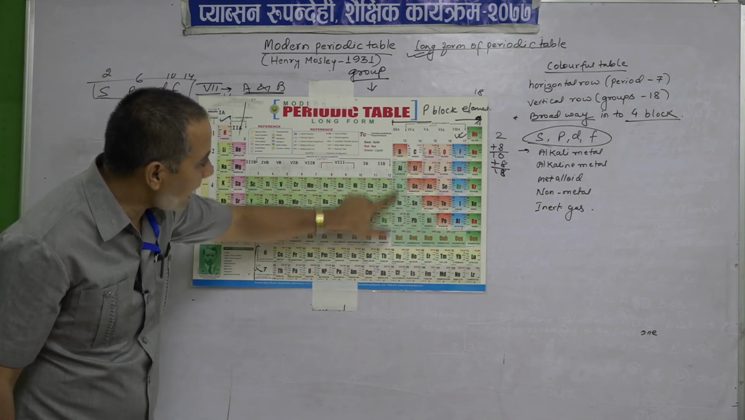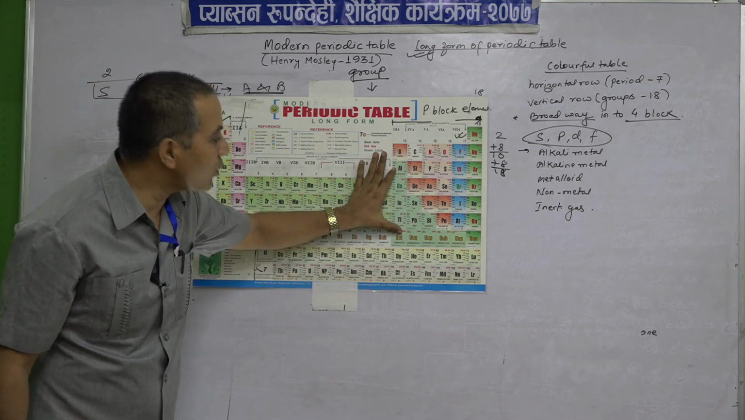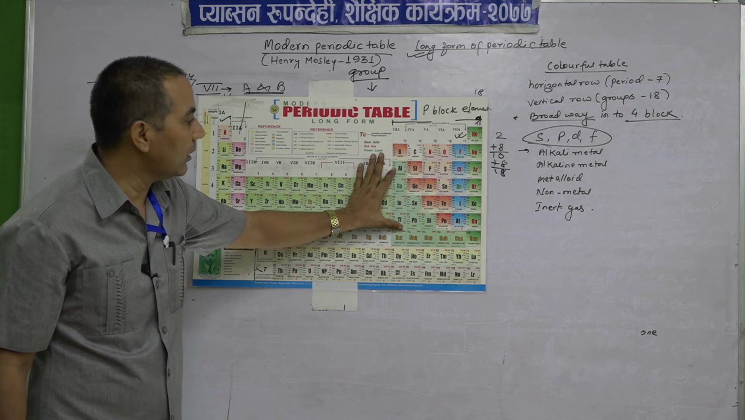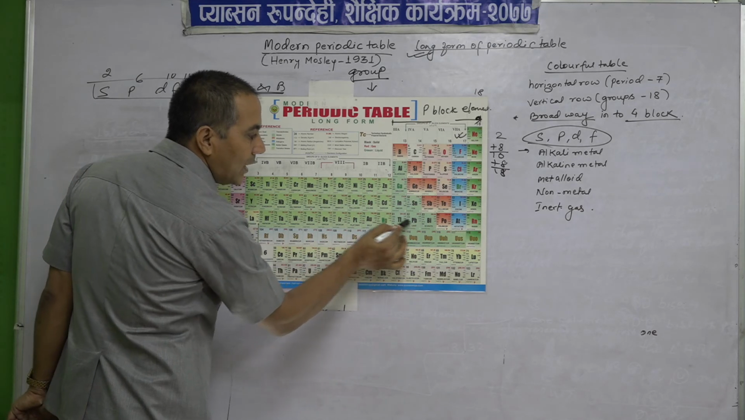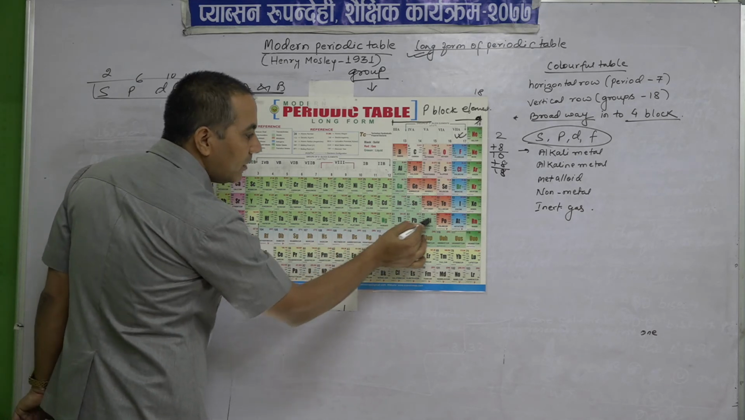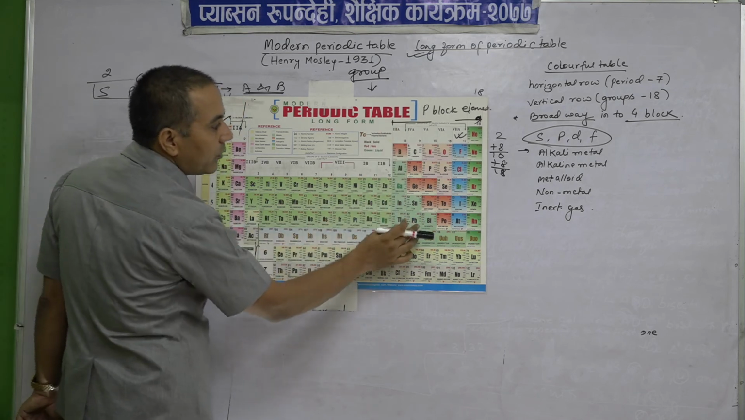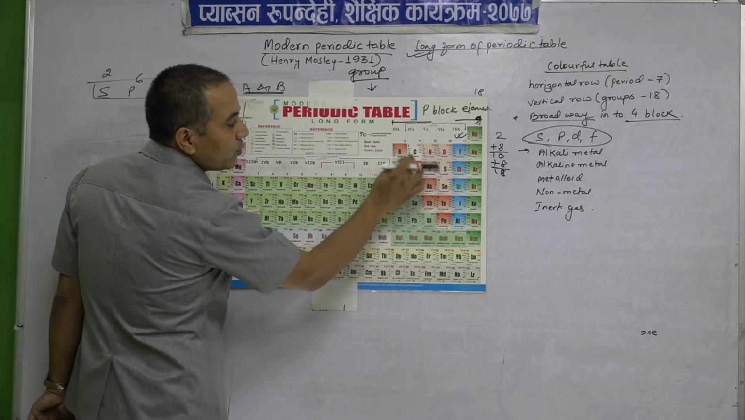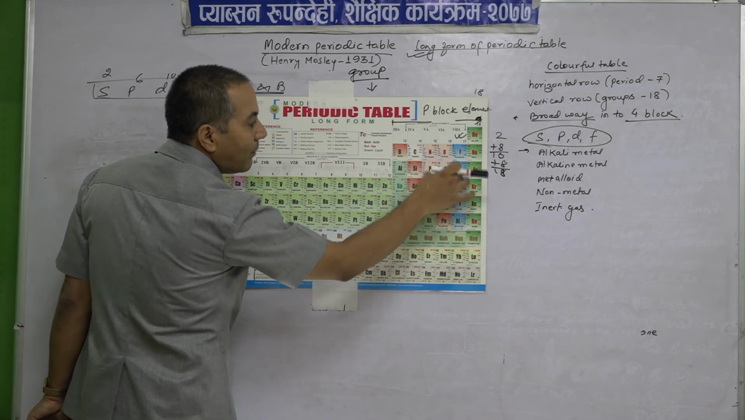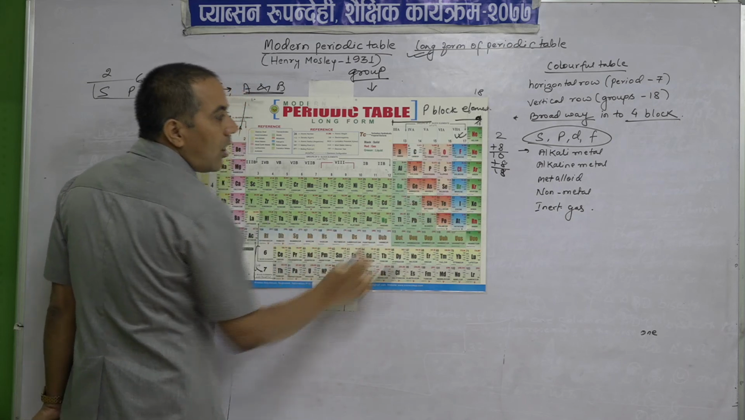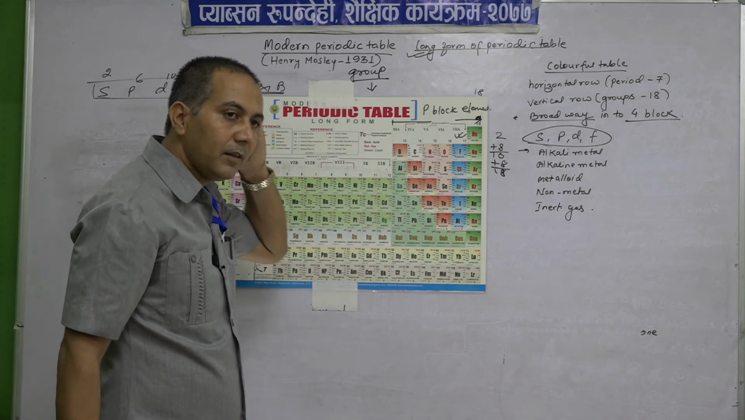And these elements, aluminum, gallium, indium, tin, are called post-transitional elements. We will discuss later what it means. These are post-transitional elements from groups 13 and 14. Then after this, from carbon to fluorine, these are all non-metals.